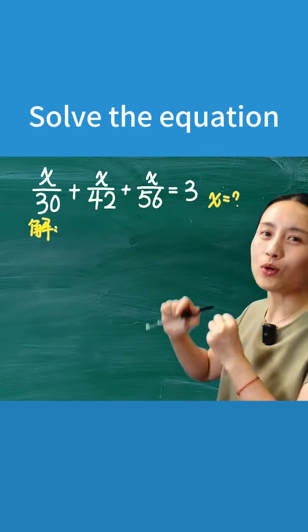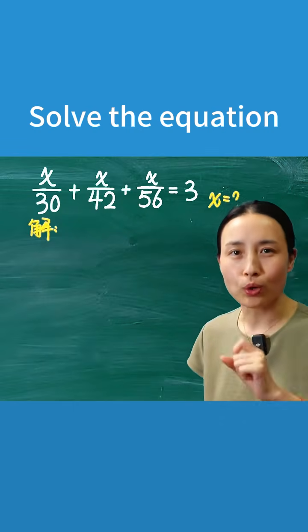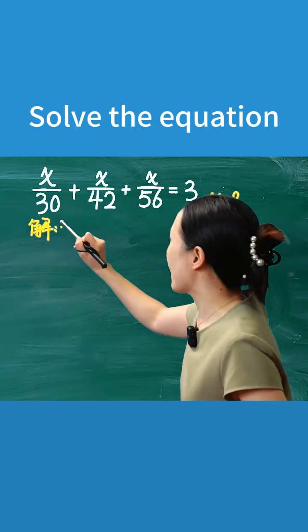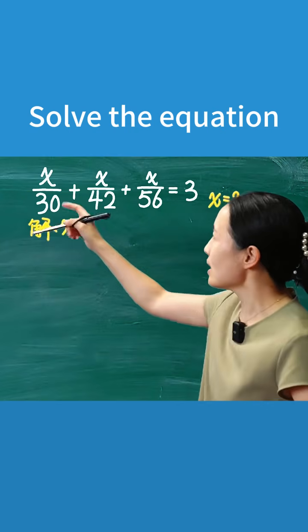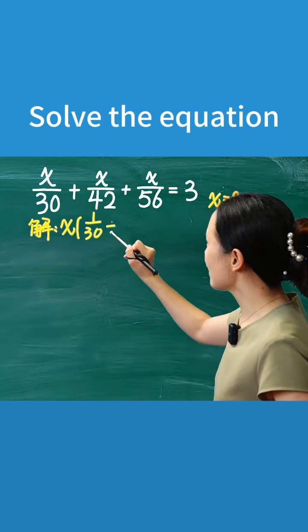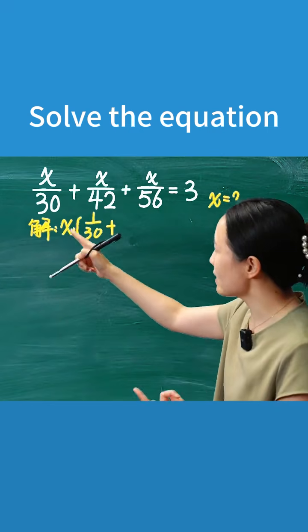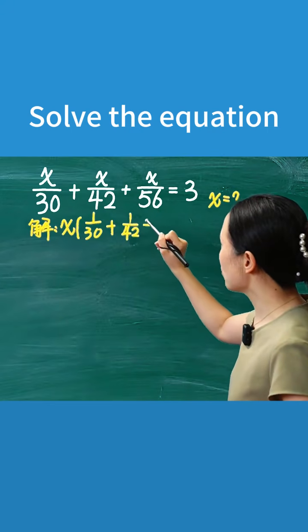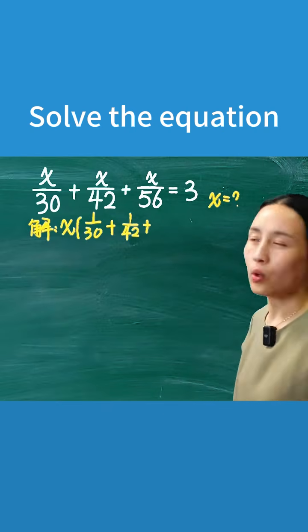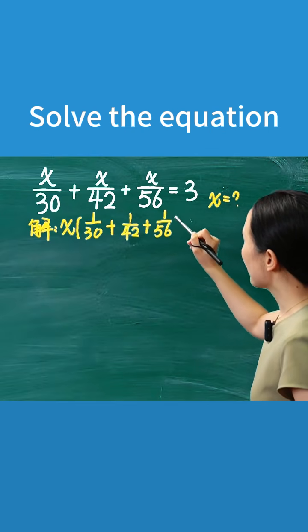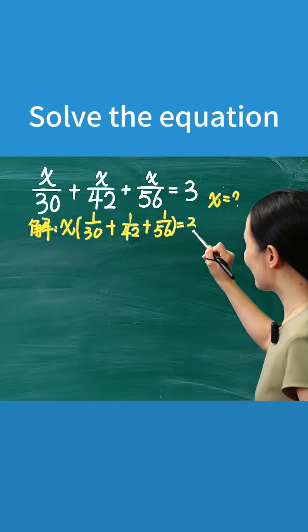Look, there's an x here, an x here, and an x here. Every term has a common factor, so why don't we factor it out, right? So I will factor out the x, and then what's left in the first term is just 1/30th, isn't it? What about the second term? After factoring out the x, what remains is 1/42. Continuing on, after factoring out the x from this term, what remains is equal to 1/56. And the final result is equal to 3.